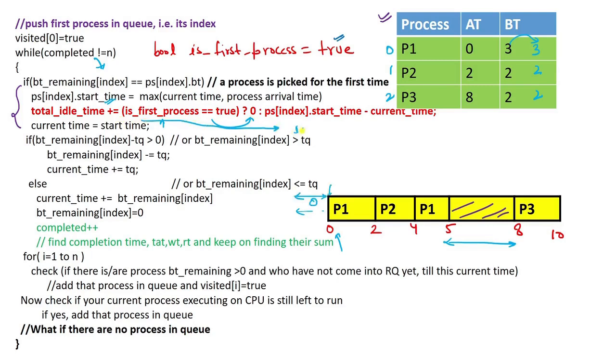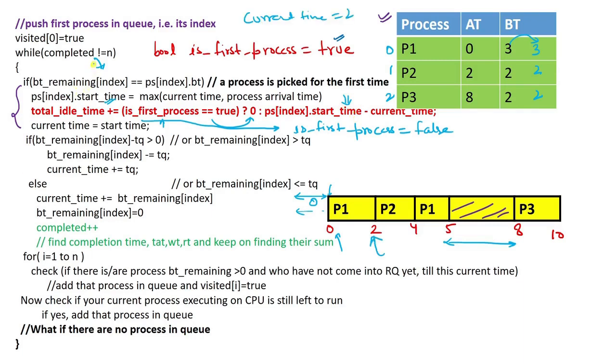You have to make this first process flag false now, because your first process has started. So it will be false, so that next time when you come, you should go to the other branch every time, for the second, third, fourth, or any other process.